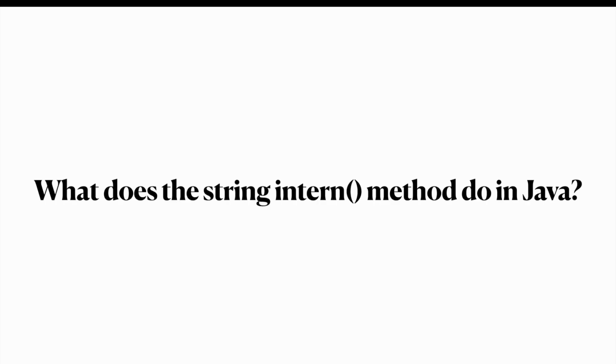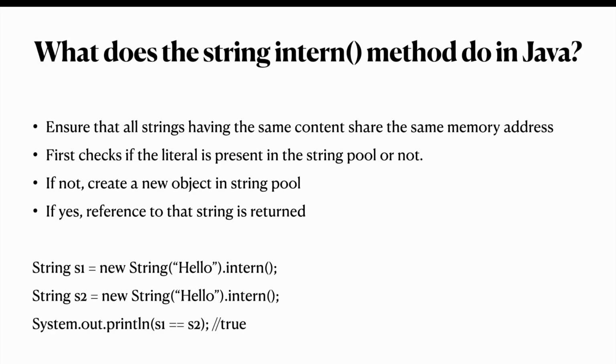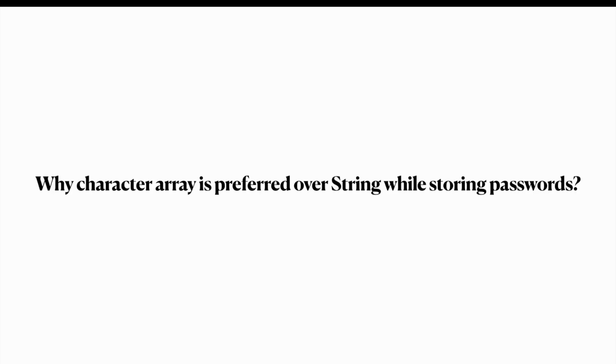What does the string intern method do in Java? It ensures that all strings having the same content share the same memory address. It first checks if the literal is present in the string pool or not. If not, it creates a new object in the string pool. If yes, a reference to that string is returned.